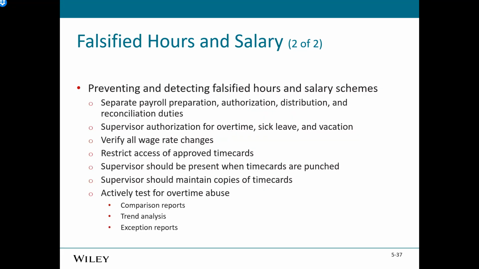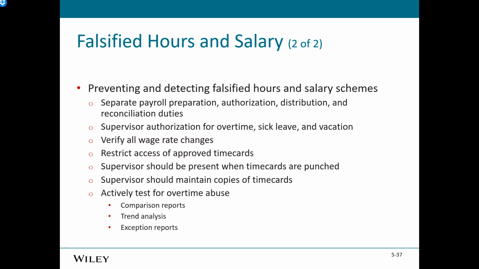So how can we prevent and detect this? Like I said before, I'm a broken record, separation of duties. So whoever is responsible for preparing our payroll is separate from the person who's responsible for authorizing your time, who's separate from distributing those paychecks, and ultimately reconciling all of that information.